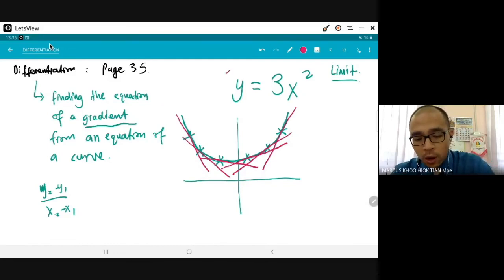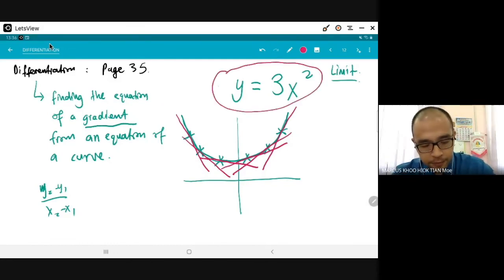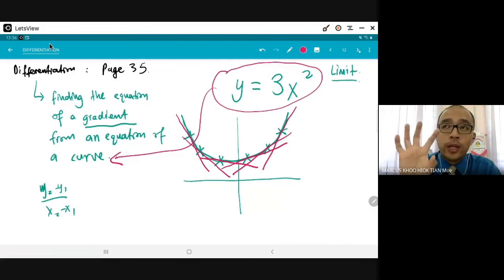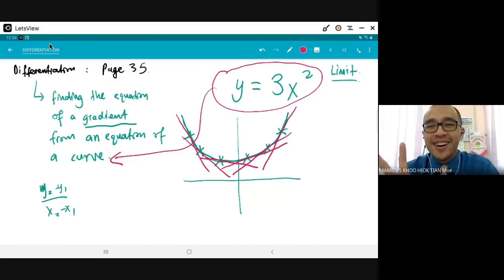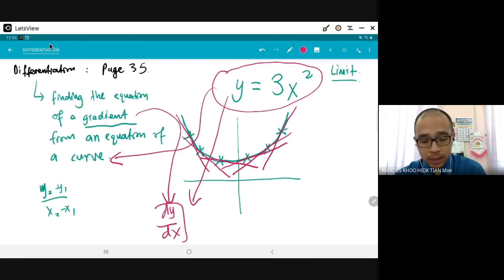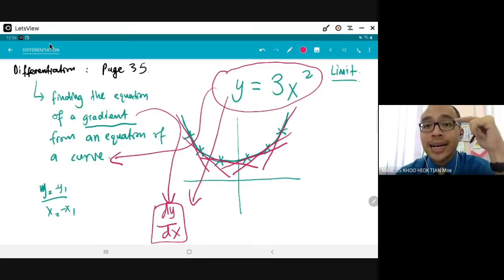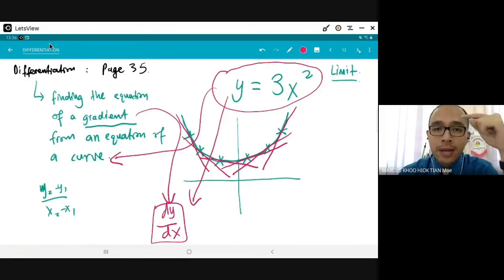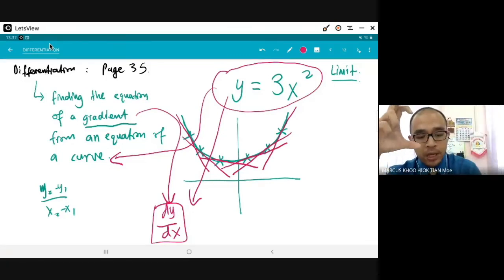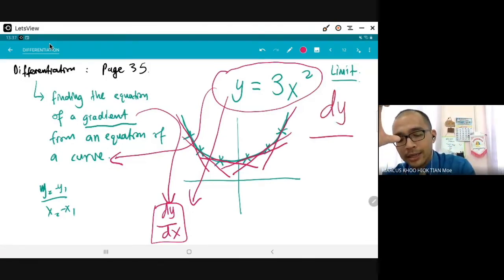We want to use the original equation of the curve, okay, and we want to do some magic to it so that we can turn this into the equation of the gradient, which is this. Okay, so this is something new that I want to introduce to you. The equation of the gradient, persamaan kecerunan. Saya ulang balik, persamaan kecerunan diwakili with this special saying which is called dy dx.